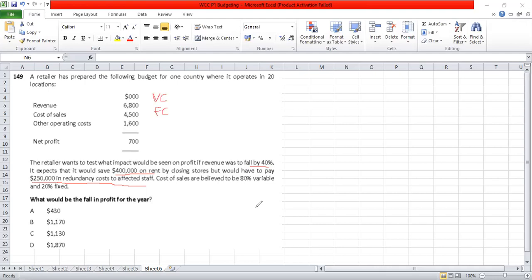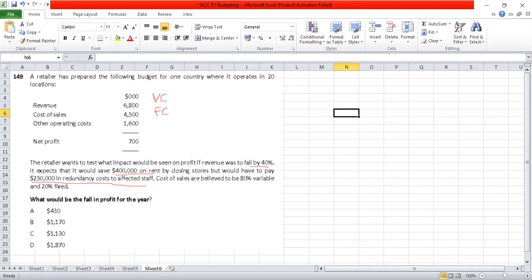Fixed cost will not change. Fixed cost will remain the same. But out of the fixed cost also, they are assuming that they will be able to cut down on the fixed cost on account of rent as 400,000. It expects that it would save 400,000 on rent by closing stores, but would have to pay 250,000 in redundancy costs. So if they want to eliminate this portion of the cost, then they have to spend 250,000. Cost of sales.